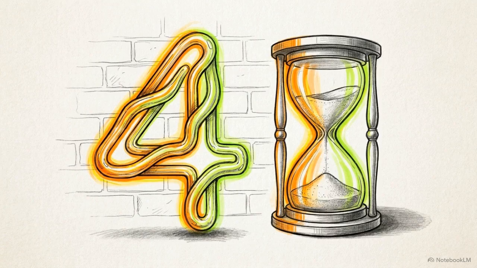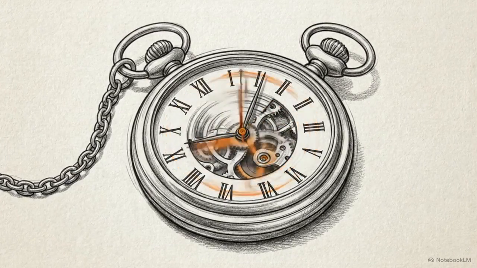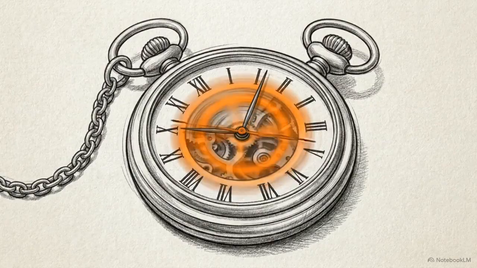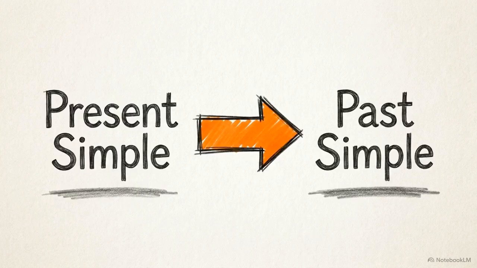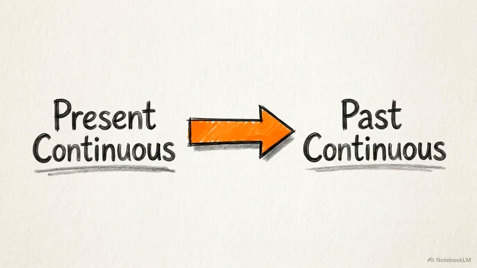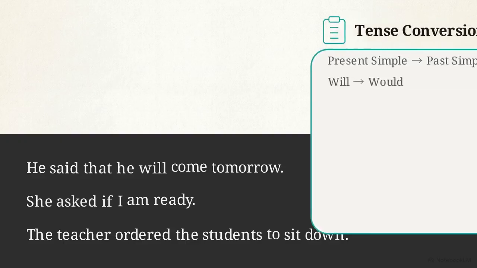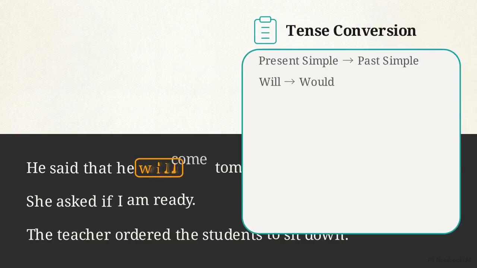Now, step 4 involves adjusting the clock. Since the speech happened in the past, the verbs within that speech move one step backward in time to reflect when they were spoken. Present simple moves to past simple. Present continuous moves to past continuous. Future indicators like will become would. In our diagram, the first verb, will, shifts to would come. In the second sentence, the present tense am becomes the past tense was.